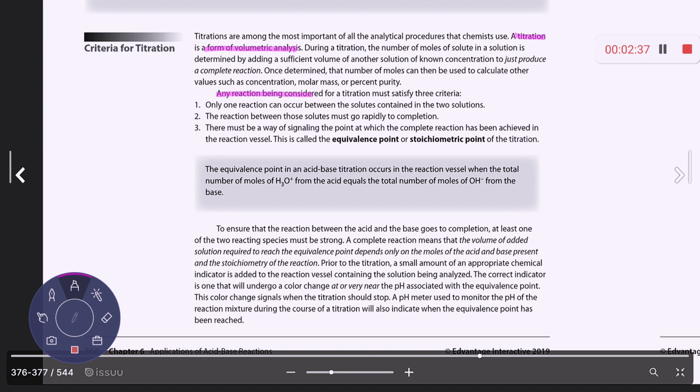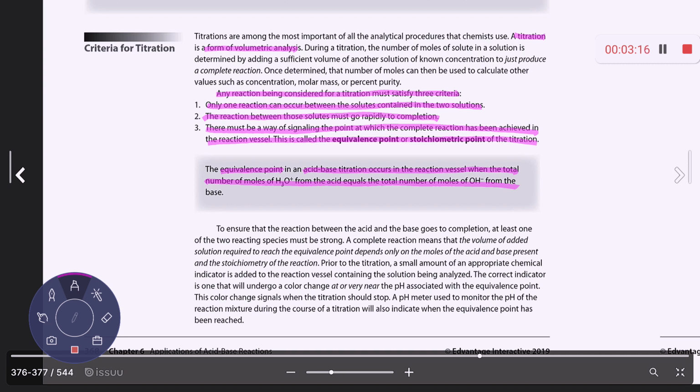Any reaction that you consider for a titration has to satisfy 3 criteria. Only one reaction should be occurring between the 2 solutions. The reaction should go to completion pretty quickly. And number 3, there must be a way of signaling the point at which the equivalence point is achieved. Equivalence point or stoichiometric point would be considered the same thing. An equivalence point in an acid-base titration happens when the total number of moles of hydroniums from the acid equals the total number of moles of hydroxide from the base.